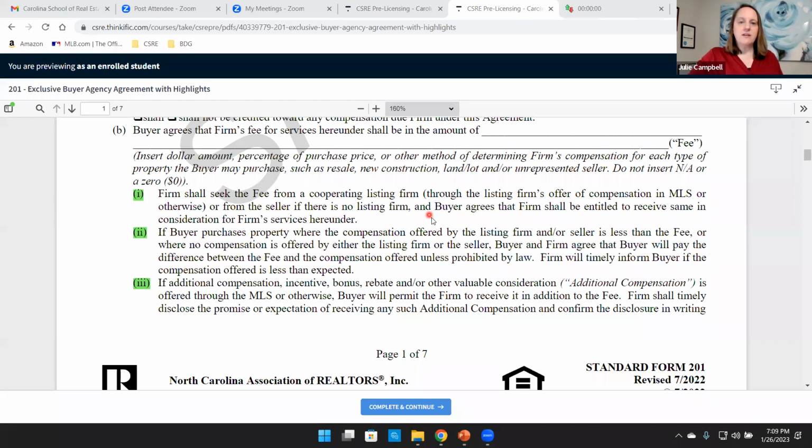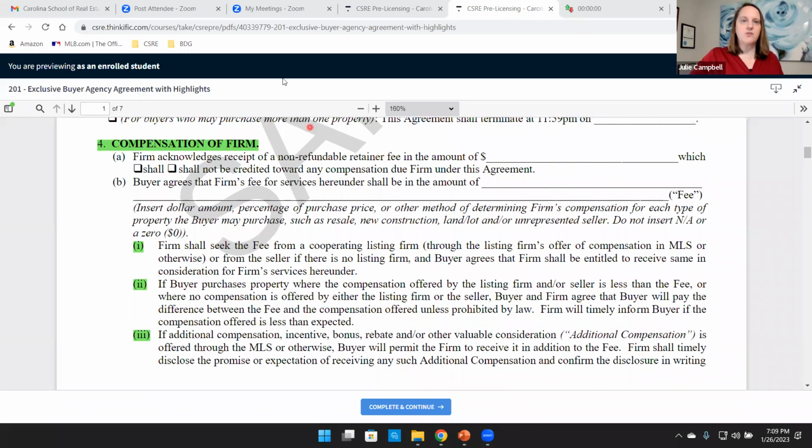Guys, I have seen this so many times. I've heard about this, so I'm trying to squash this with you newbies. I have seen where agents say, well, the seller's paying my commission anyway. The buyer's not going to pay my commission. So I'm just going to put a 0 in here.